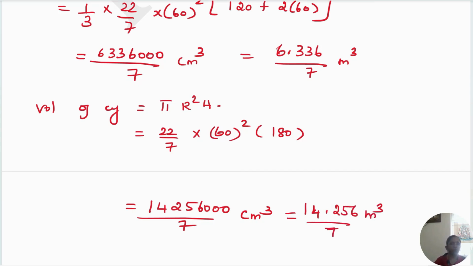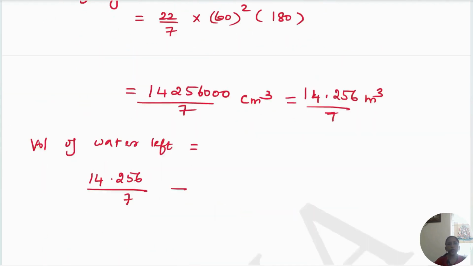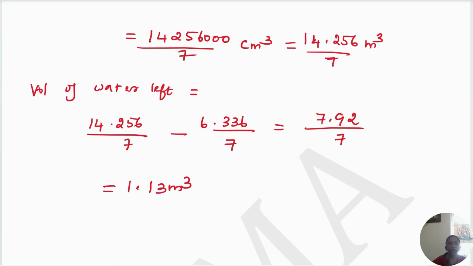Now volume of the water left. So subtract your values. So volume of water left is equal to this value, 14.256 divided by 7 minus the previous answer 6.336 divided by 7. So take LCM. So this will be 7.92 divided by 7. If we solve this, the answer will be 1.13 meter cube. This is our water left inside the container.